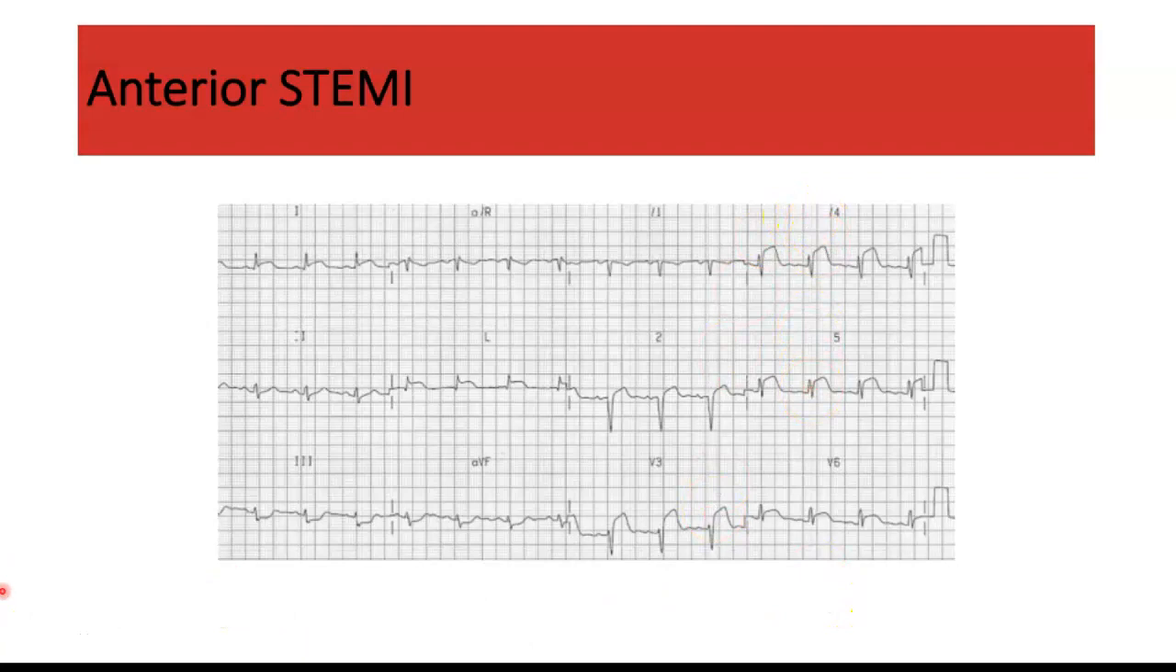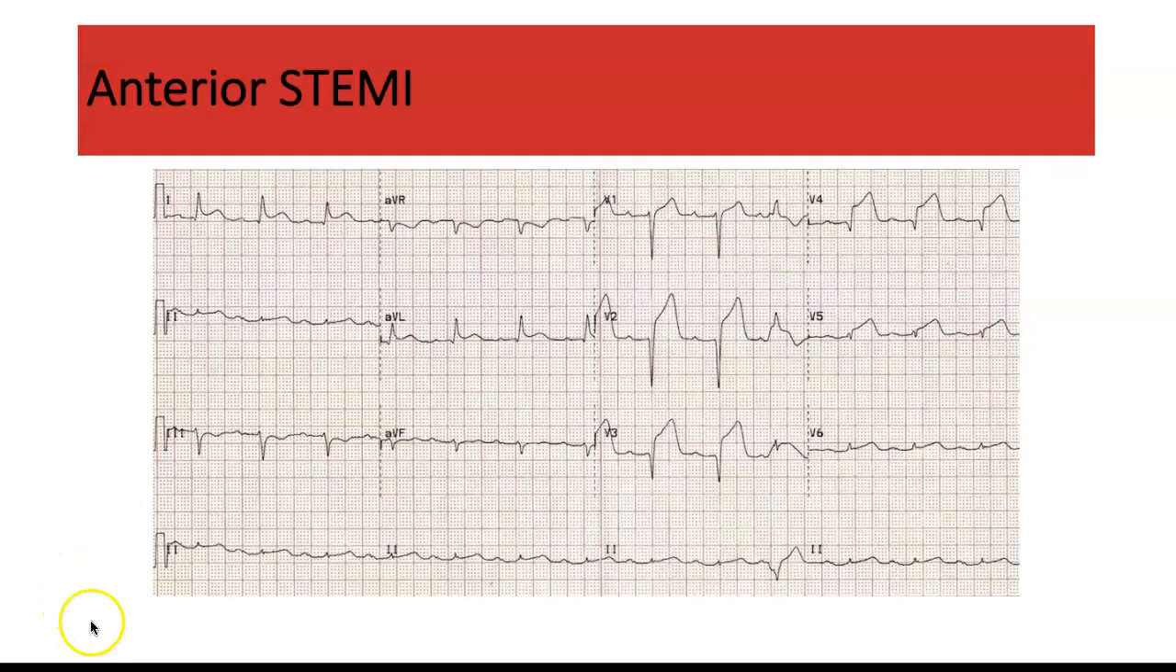The rate of this tracing is about 80. There are P waves here. It appears to have 1-to-1 in front of every QRS complex. QRS complex seems pretty narrow. The axis, so upgoing in lead 1. This could be a little bit downgoing in AVF. There's also maybe 1 millimeter of ST segment elevation here in lead 1 up here.